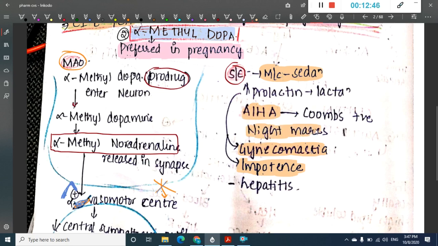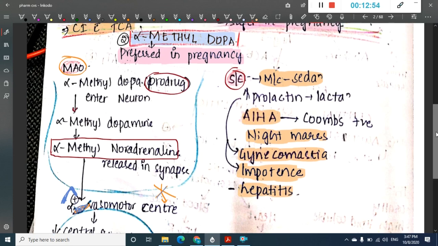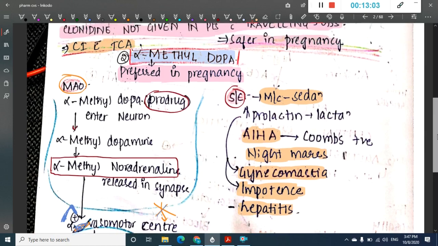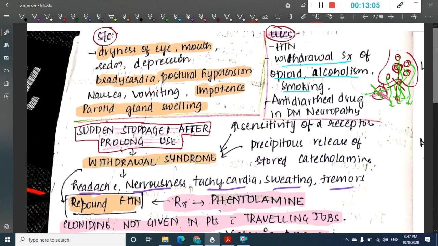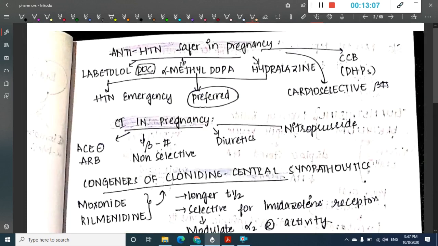Alpha methyl dopa is also associated with nightmares. Sometimes hepatitis is also seen as a side effect. So alpha methyl dopa is preferred in pregnancy, and the most common side effect is sedation. It causes gynecomastia, impotence and hepatitis. Before we go into the next groups of drugs, first we will see what are the antihypertensives which are safer in pregnancy.